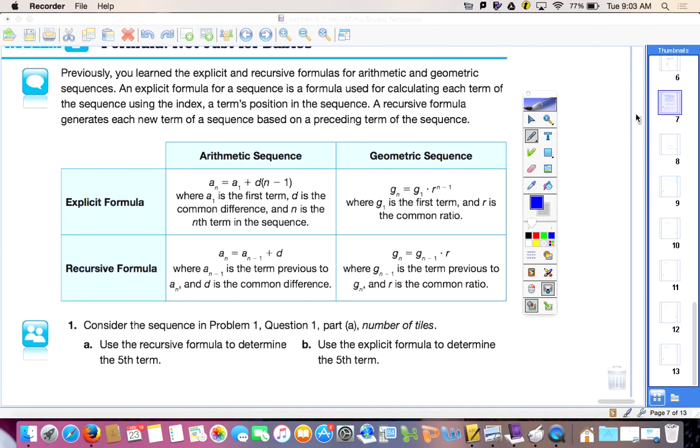So we're going to skip the problems, and this is exactly what's on the notes that I made for you. So refer to that as often as possible so maybe you can memorize these formulas.